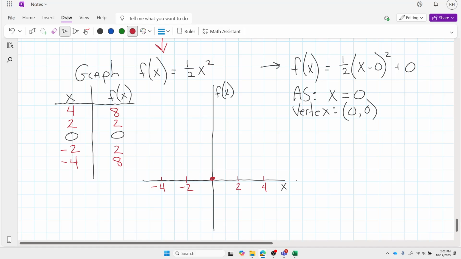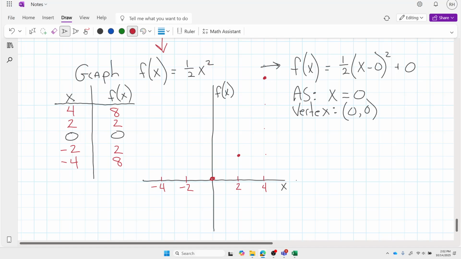And then you plot those table of values. Okay? So we've already got 0, 0 plotted. We're going to plot 2, 2. And then we're going to plot 4, 8. So 4 and then 2, 4, 6, 8.